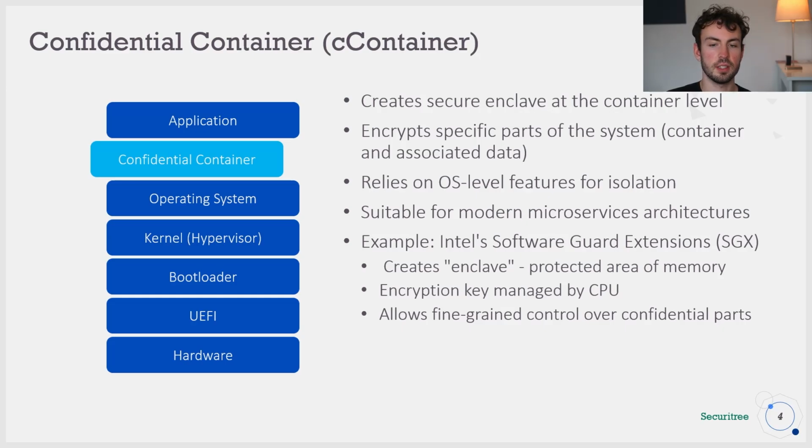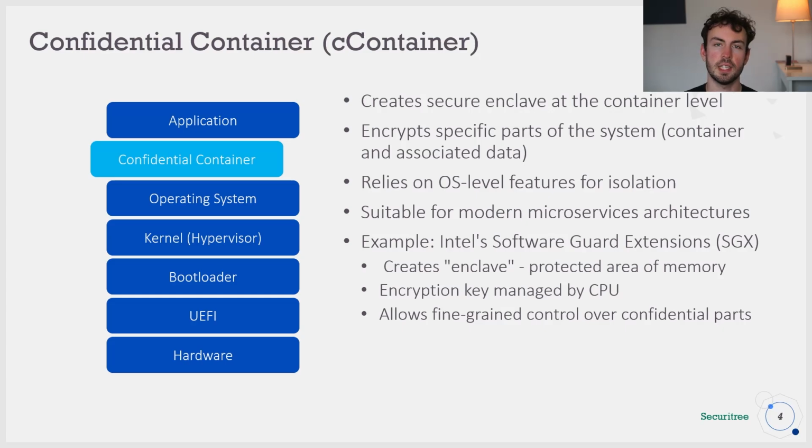Here's how SGX works. It allows an application to create what's called an enclave, a protected area of memory. The code and data inside this enclave are encrypted, and the encryption key is managed by the CPU itself. When the application needs to work with this protected data, it's decrypted inside the CPU, processed, and then encrypted again before being written back to memory. This approach allows for very fine-grained control over what parts of an application are confidential. You could, for example, keep sensitive algorithms or encryption keys in the enclave while leaving less sensitive parts of your application unencrypted for better performance.